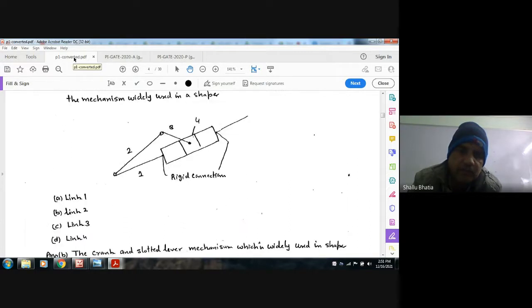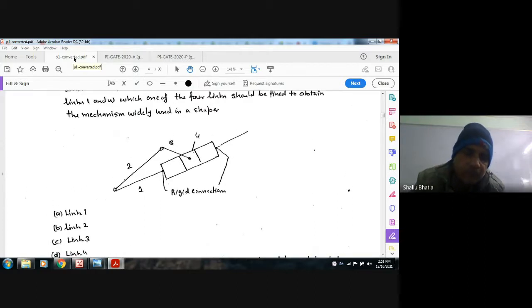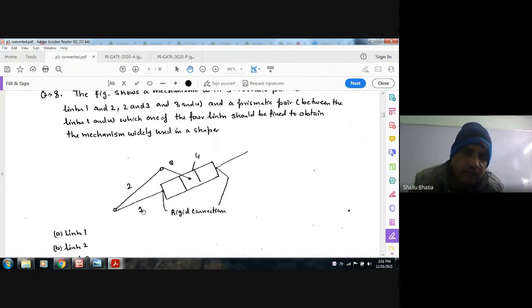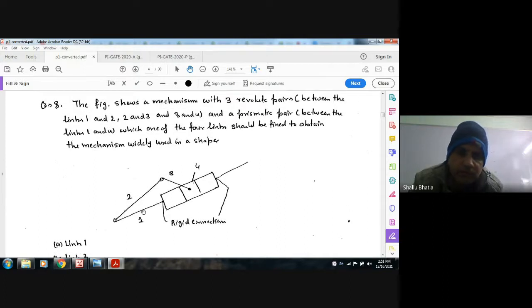Link 1, link 2, link 3, link 4. So this is link 1, this is link 2, link 3, and link 4 is like that. The widely known quick return mechanism in Shaper is Crank and slotted lever. In the crank and slotted lever mechanism, the link adjacent to the shortest link, that is link 2, is fixed. So answer is link 2.